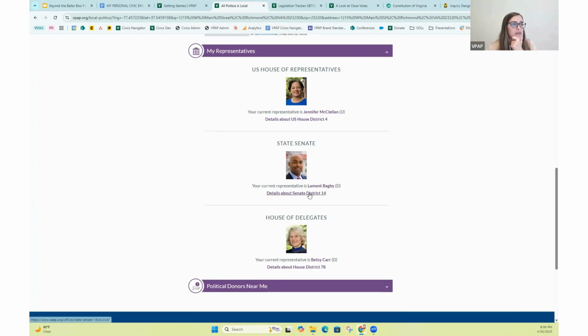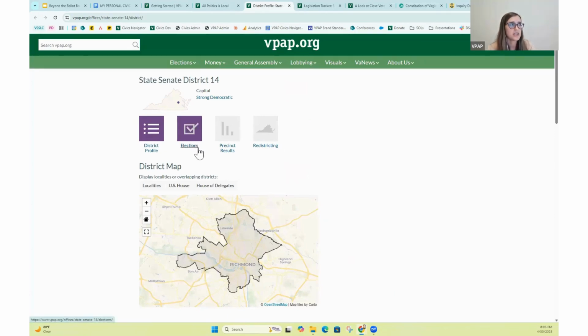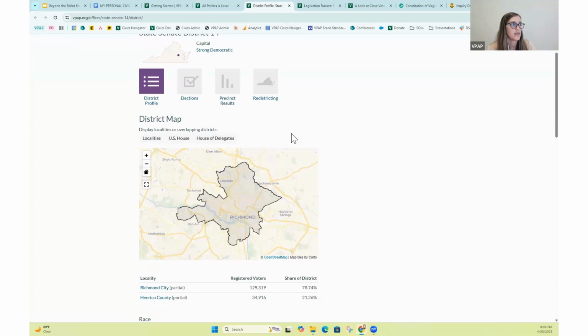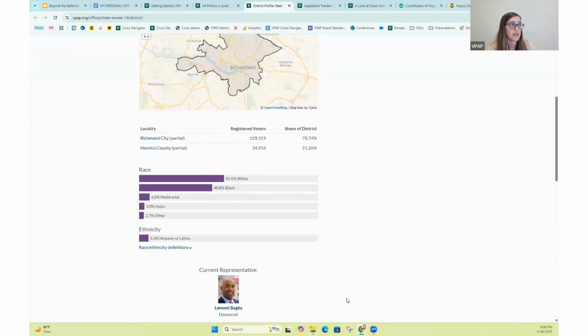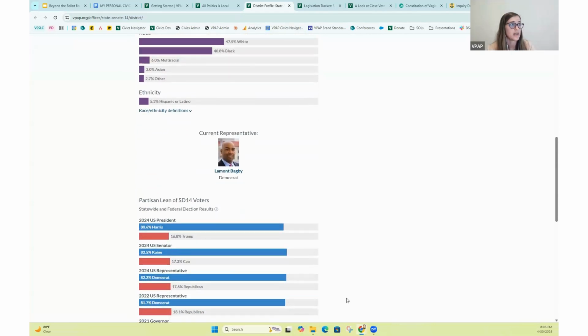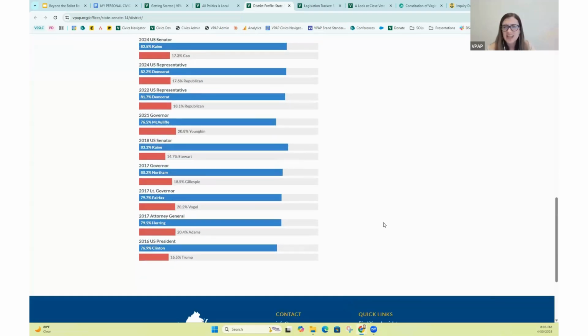And then again, you can click on the details about the district itself, which is just so interesting. You can look at the history of elections in that district, precinct results, the redistricting impacts. You can overlap different maps. You can see the makeup of that district, the partisan lean. So just really interesting stuff.